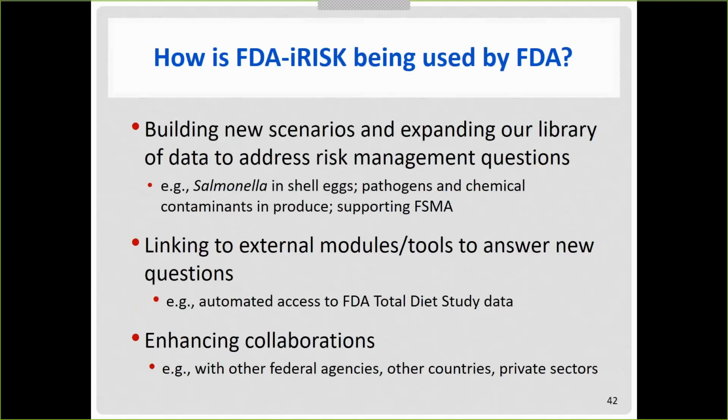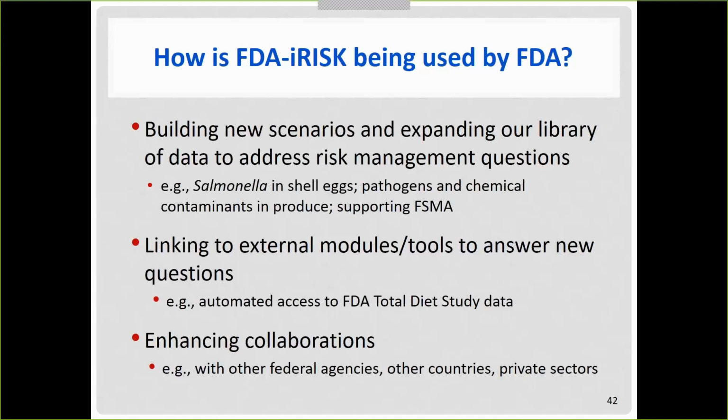At FDA, we continue to use the tool in a number of ways. We are building new scenarios and expanding a library of data to address risk management questions. We've been using the tool to evaluate risk and the effectiveness of interventions for salmonella in shell eggs, for pathogens and chemical contaminants in produce, and for supporting FSMA, the implementation of the FDA Food Safety Modernization Act.